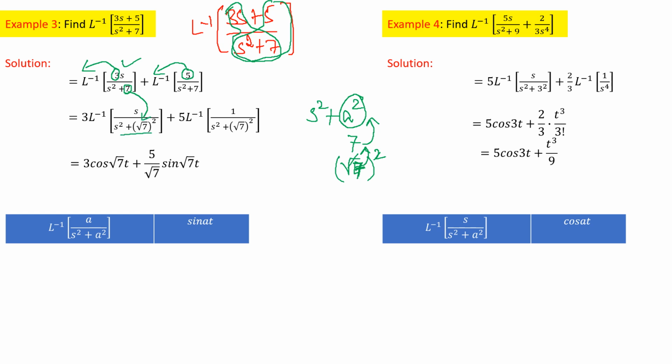Now applying L inverse, the first term will become cosine square root of 7t, and the second term will become sine square root of 7t divided by square root of 7.